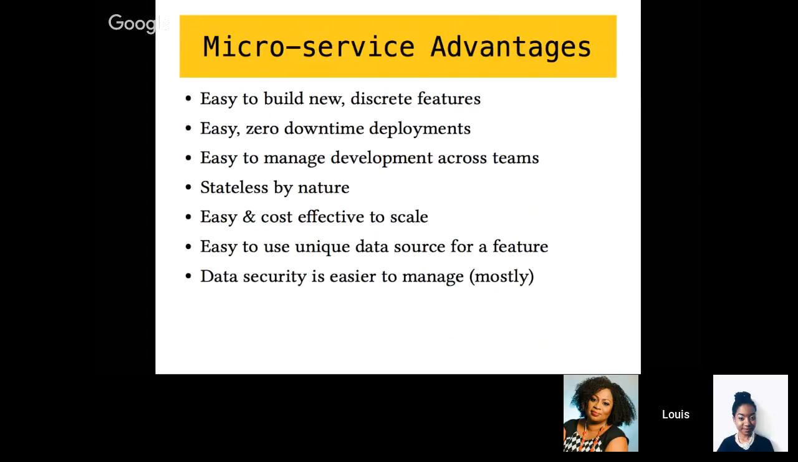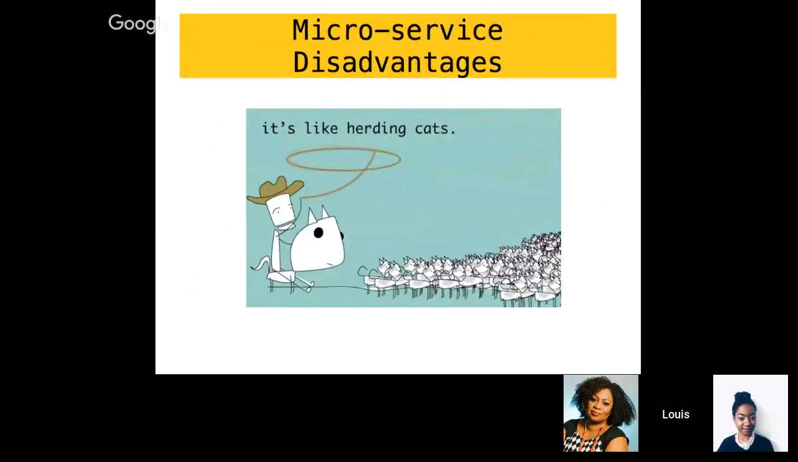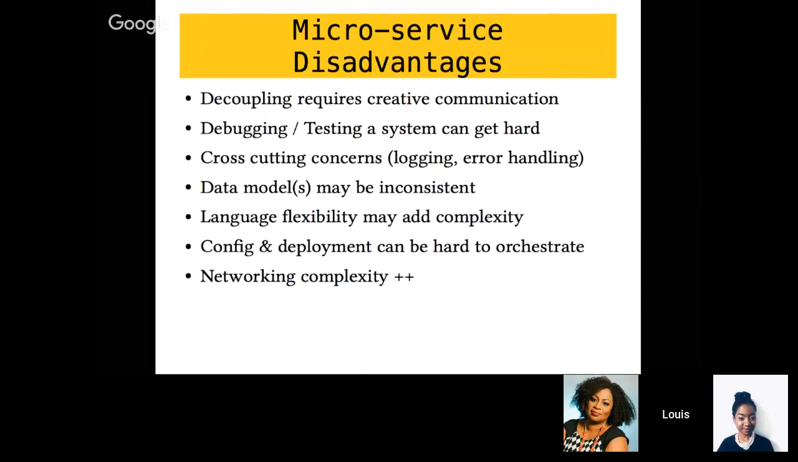But with all these benefits, we are not without drawbacks. Sometimes a microservices architecture can feel a bit like herding cats. One of the biggest ones is that when you decouple your application like this, you have to get a little bit creative with how you're communicating sometimes, whether that's a queue, a message bus, or something else like an HTTP request. You have to add in that extra layer to enable your services to work together.